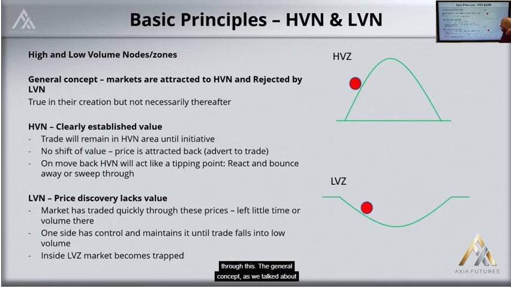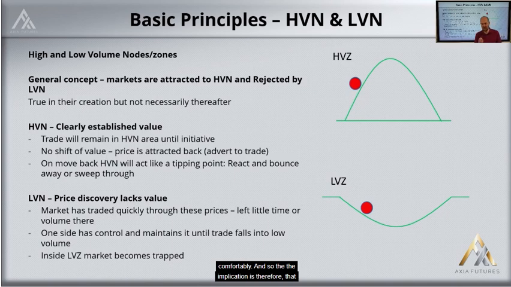The general concept, as we talked about previously, is markets get attracted to high volume and rejected by low volume. That's the simple takeaway, if you will. Now, that's true in their creation, but not necessarily thereafter. So once you've created an area of high volume, as we saw with a very tight, well-balanced value area, a market doesn't have to spend any time there. And so whilst the market is attracted to high volume in creating it, once away from high volume, it can then move through it quite comfortably.